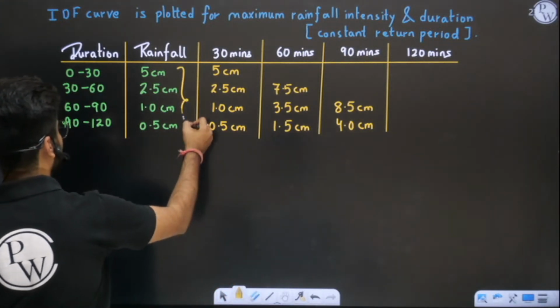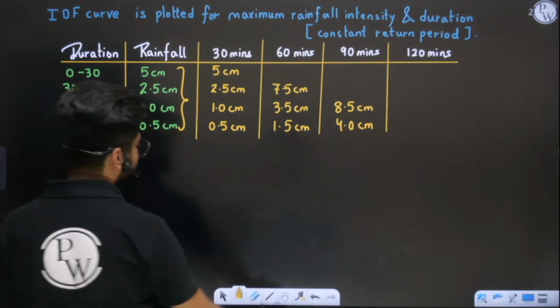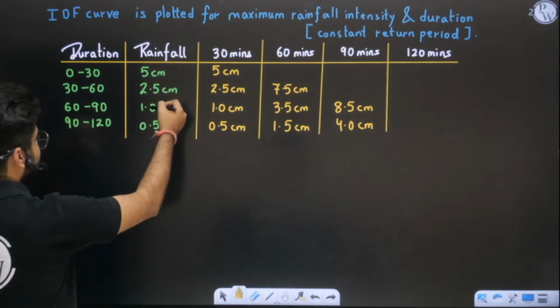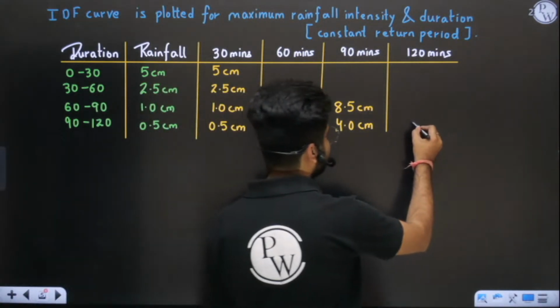And if we combine all of them to form a group of 120 minutes, the total rainfall we will have is 5, 2.5, 1 and 0.5, which is 7.5, 8.9. Okay, it will be 9 centimeter.